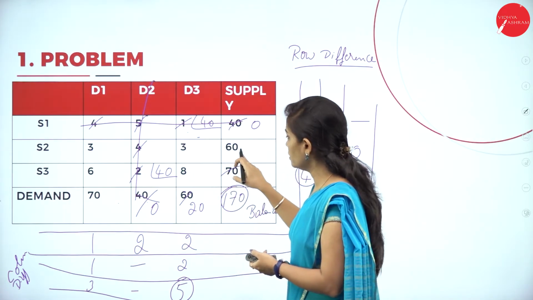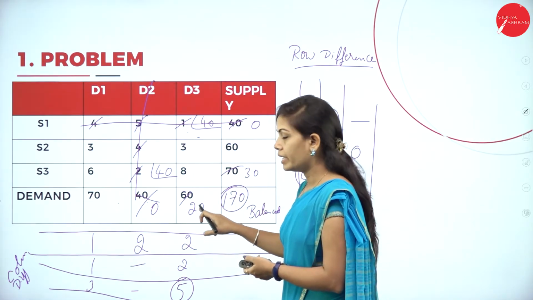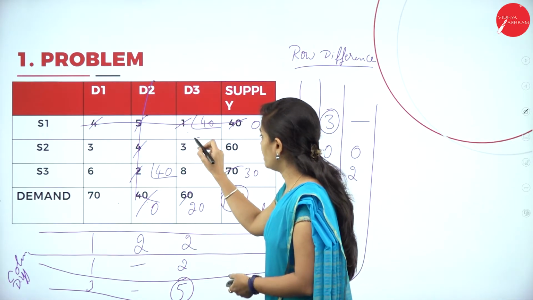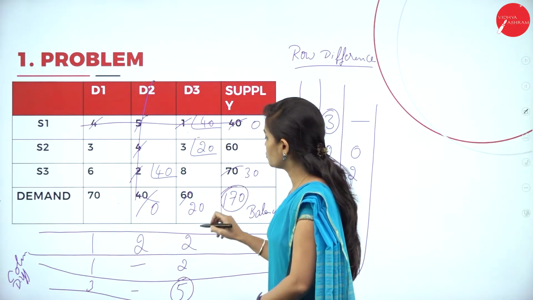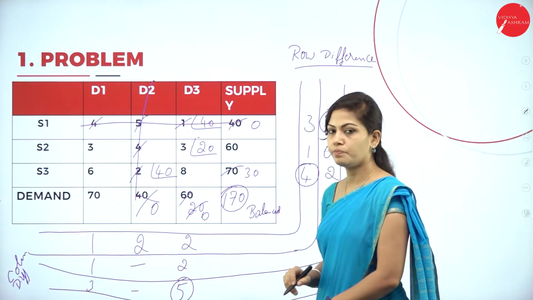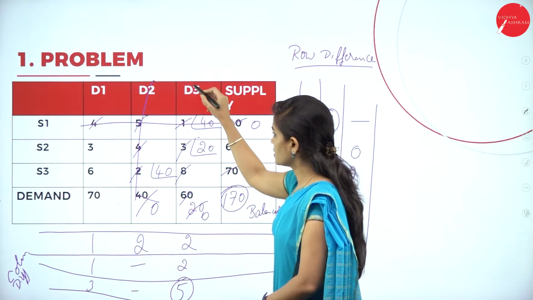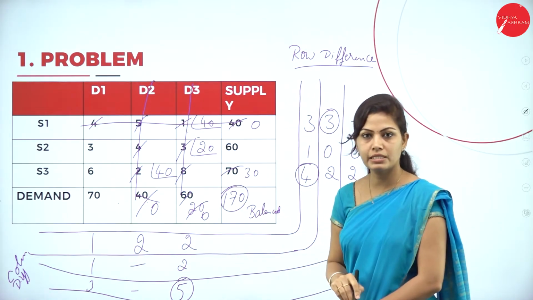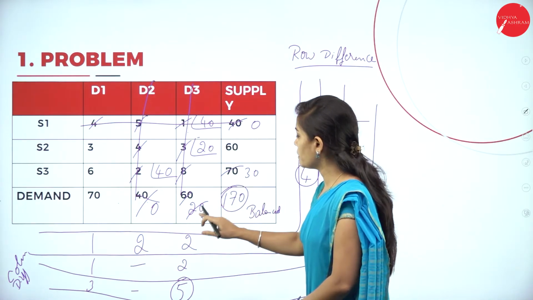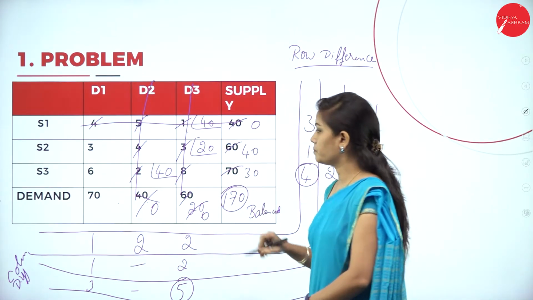You just take the supply value with demand value. Demand value is lesser than supply value. I will consider 20 rupees to this cell. It will become 0. 0 means you can cancel this entire column also cancelled. So 60 minus 20 is 40.